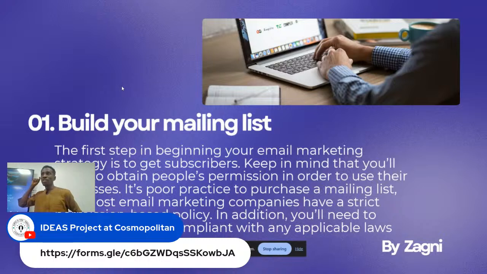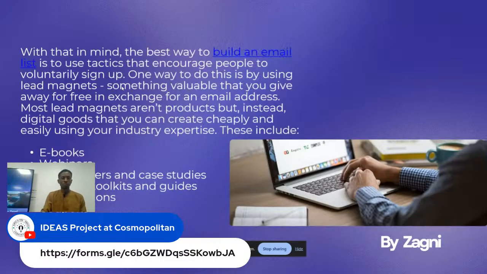As soon as you click that and submit, the first thing you will see is an email in your inbox from Jumia or whatever company it is. So that's another way of email marketing. There are several ways you can actually do that, but I'll show you as we go on. With that in mind, the best way to build email lists is to use tactics that encourage people to voluntarily sign up, just like I said.